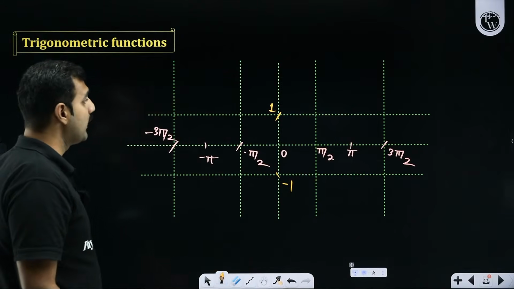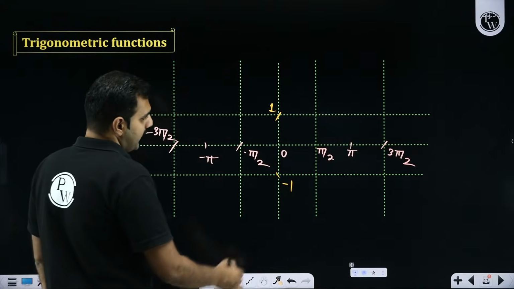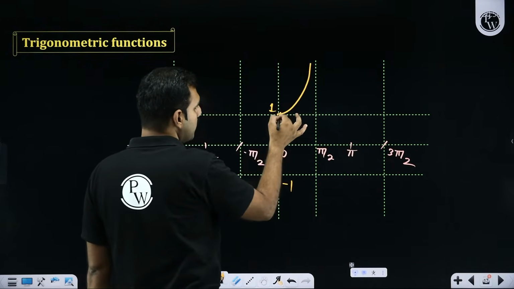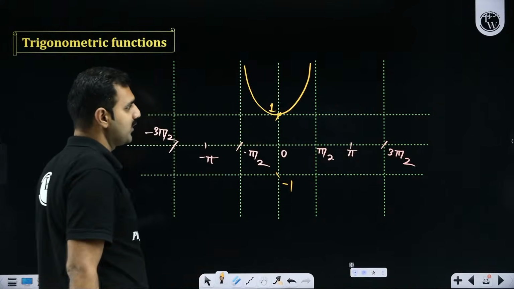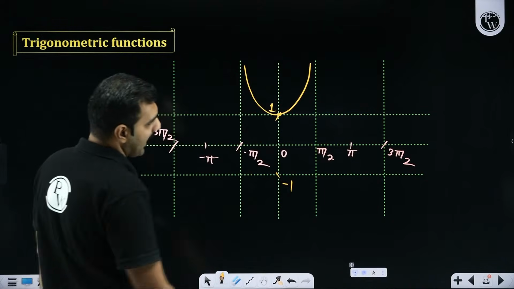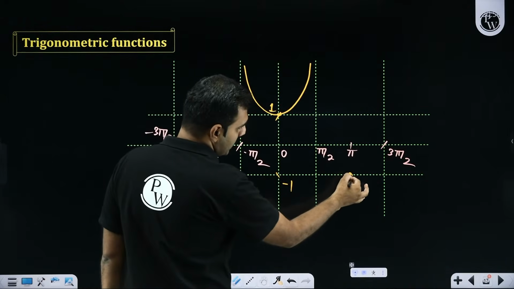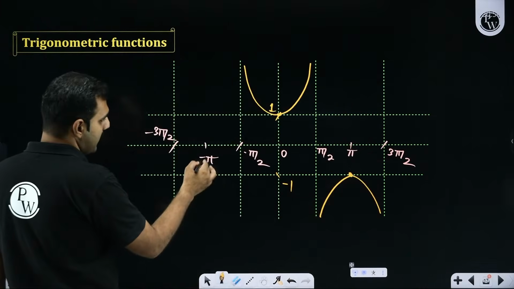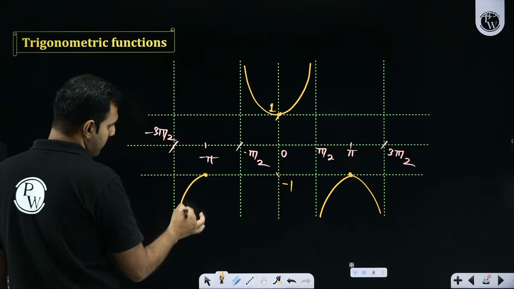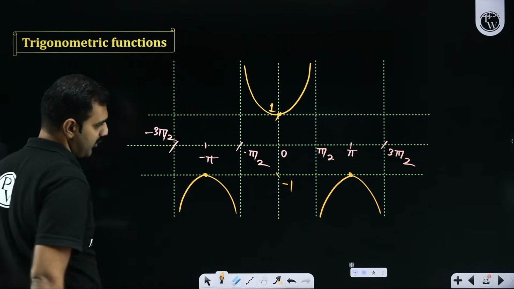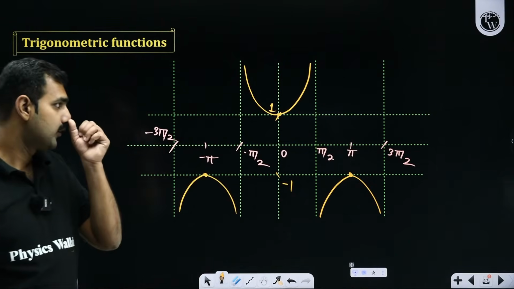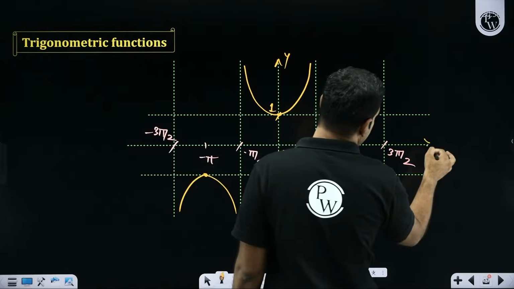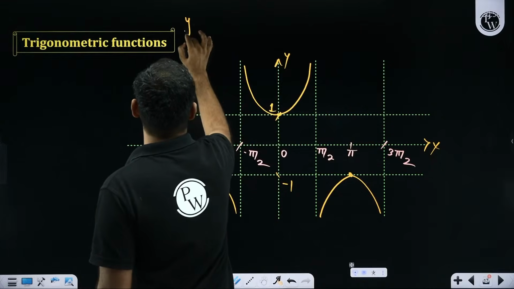So with this, what do we conclude here? We conclude that at 0 it is 1. So from 0 to pi by 2 or minus pi by 2 to 0, it will stay like that. At pi, it is minus 1. But between pi by 2 and 3 pi by 2, it will stay like that. At minus pi, it is minus 1. But between minus 3 pi by 2 and minus pi by 2, it will stay like that. So this is how you draw the graph of sec x.